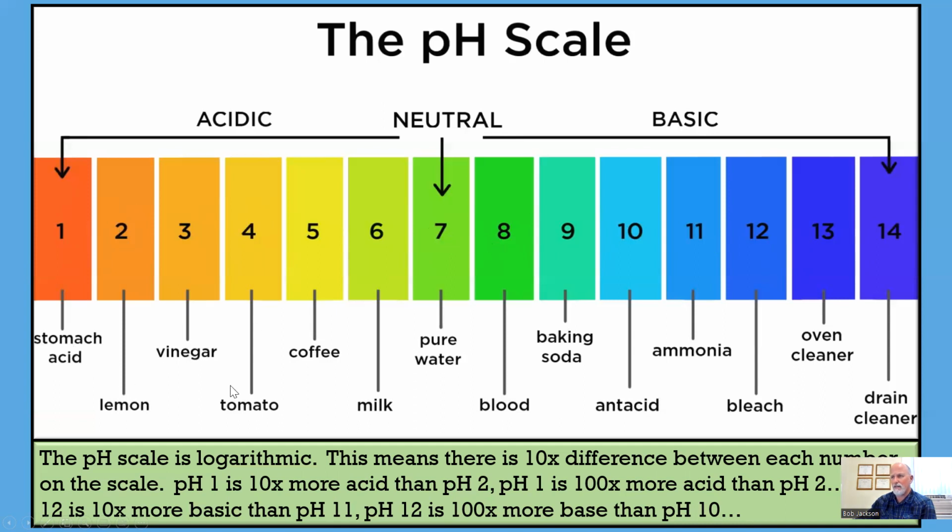Here are some common household items and where you'd see them on the pH scale, ranging from stomach acid at a pH of 1 up to coffee and milk, pH 5, 6, which is pretty harmless to us. Then baking soda and blood are closer to this, just above a pH of 7.